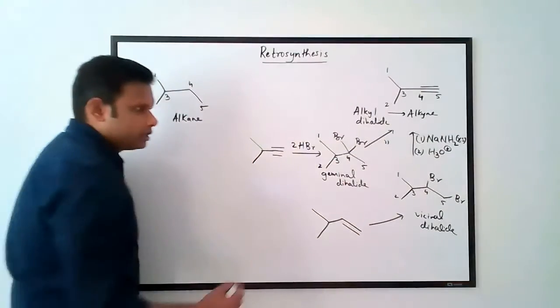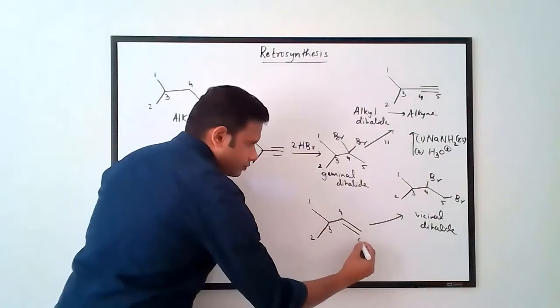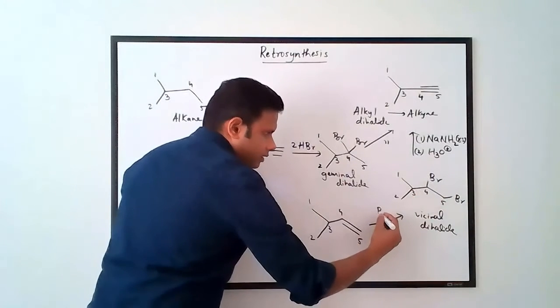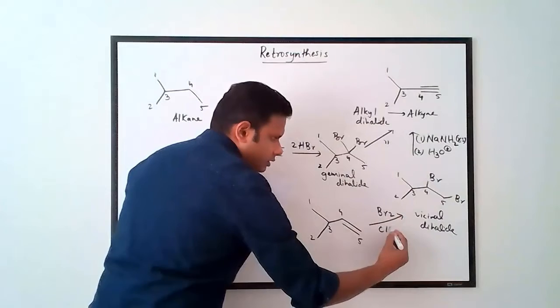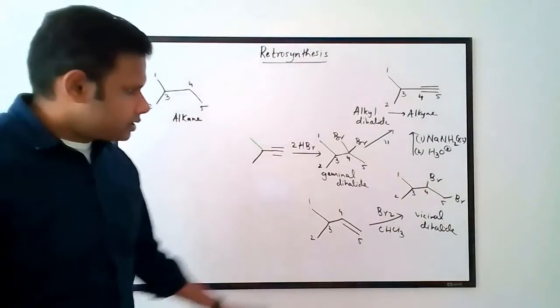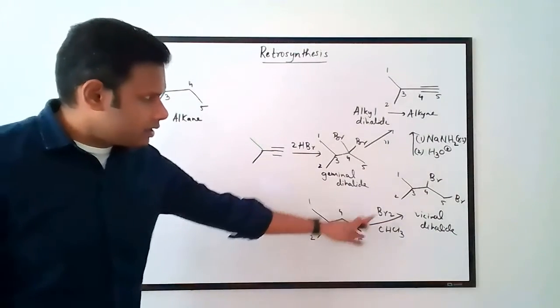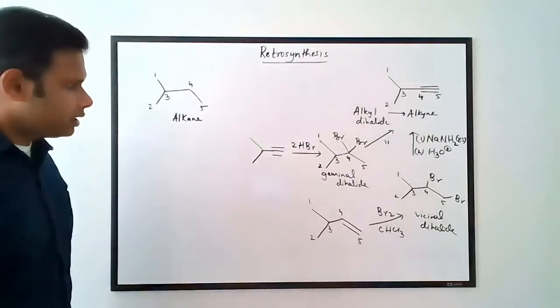A vicinal dihalide can be made from an alkene, because the halogenation of an alkene installs two halogens on adjacent carbon atoms. So we'll get an alkene that way. So this alkene would give us that vicinal dihalide.